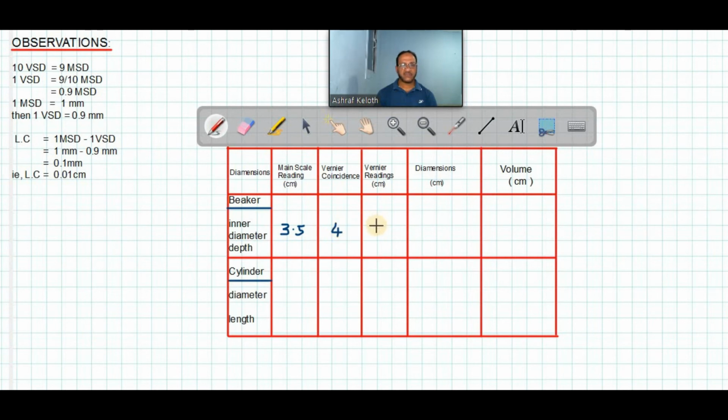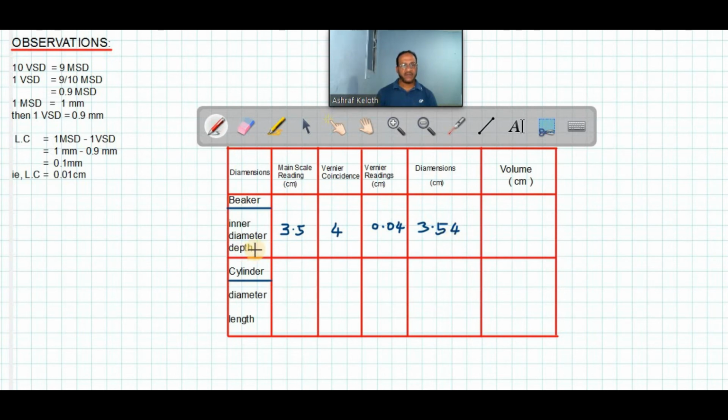Multiplying the vernier coincidence with the least count, we have to multiply with 0.01, so 0.04. That is the vernier reading. Adding both of these, the main scale reading and the vernier reading, will give the dimension here. The dimension here is the diameter, which is equal to 3.54 centimeters, the inner diameter of the beaker.